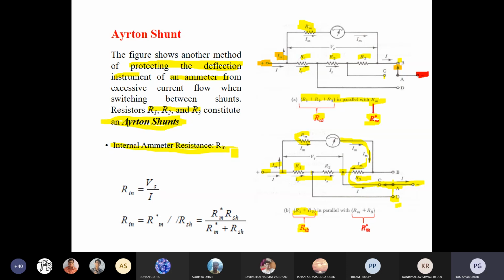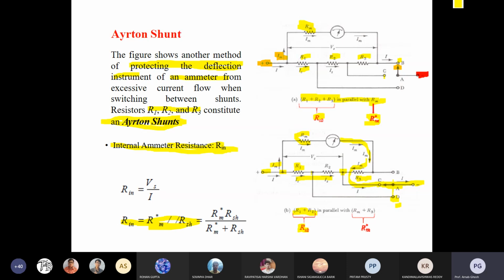The internal ammeter resistance is given, that is Rin. So Rin equals Vs by I. In the first case, Vs by I. Then what is Rin? You have to calculate Rin. It will be Rm star in parallel with RSH, the common formula if you are connecting all those things internally, so parallel equations.